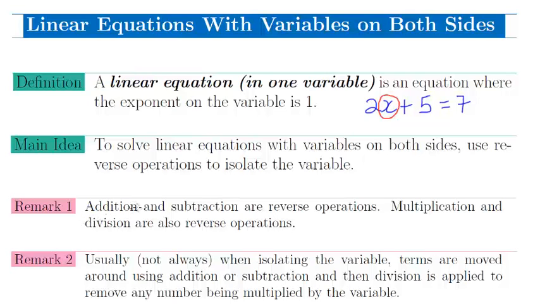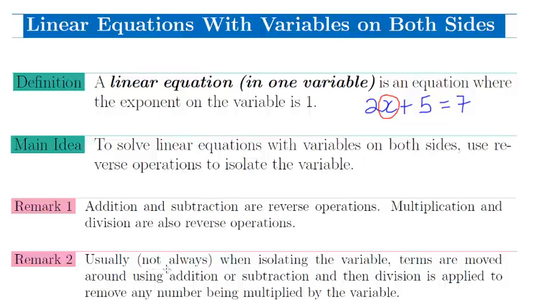The first remark tells you that addition and subtraction are reverse operations. So to get rid of addition, you subtract. To get rid of subtraction, you add. And multiplication and division are reverse operations. So to get rid of an operation of multiplication, like this 2 that's being multiplied by the x, you would divide by 2. The other remark tells you the order in which you should apply your reverse operations.